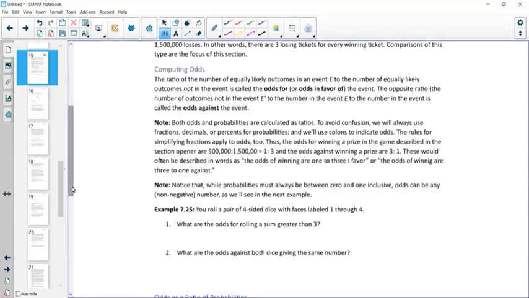The ratio of the number of equally likely outcomes in event E to the number of equally likely outcomes not in the event is called the odds for, or the odds in favor of the event. The opposite ratio, the number of outcomes not in the event E to the number in the event E, is called the odds against.